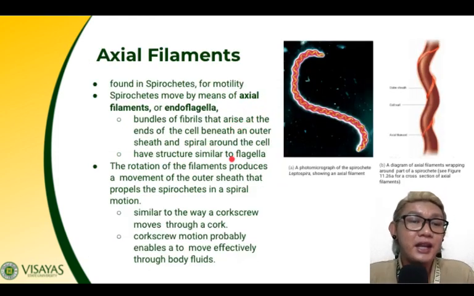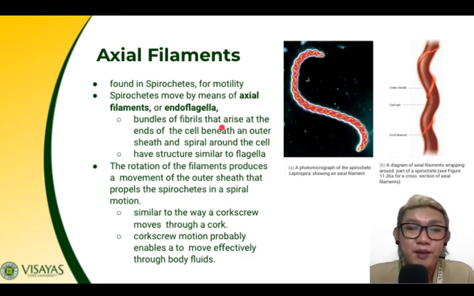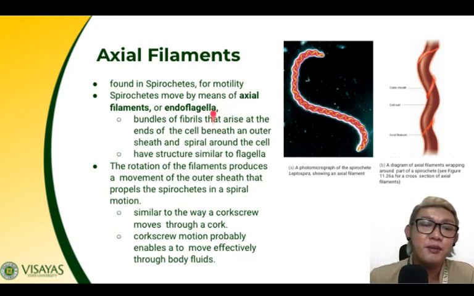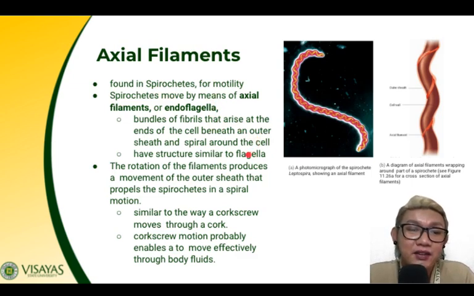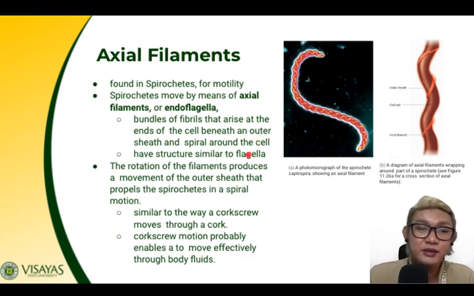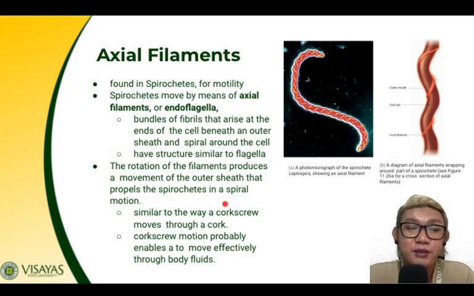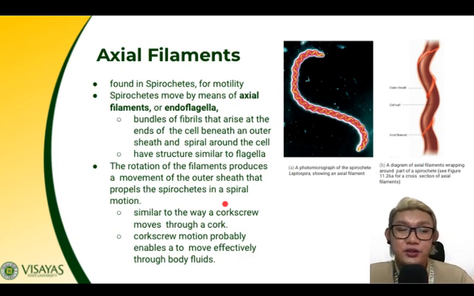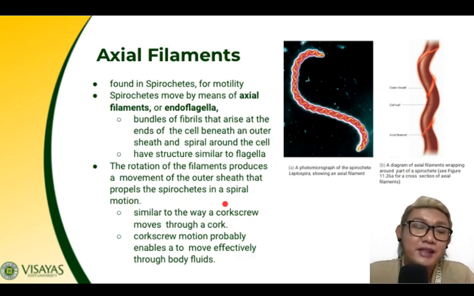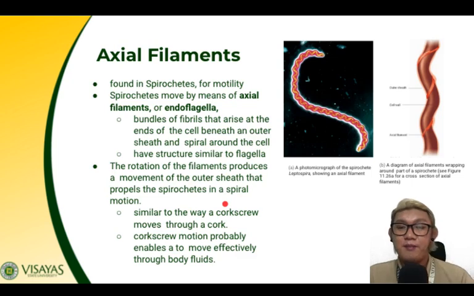Axial filaments are found in spirochetes. These are for motility of the microorganism. Spirochetes move by means of axial filaments, or endoflagella. These are bundles of fibrils that arise at the ends of the cell beneath an outer sheath and spiral around the cell, and have structures similar to flagella. The rotation of the filaments produces movement of the outer sheath in a spiral motion. Okay, so they move similar to the way a corkscrew moves through a cork. Corkscrew motion probably enables them to move effectively through body fluids.